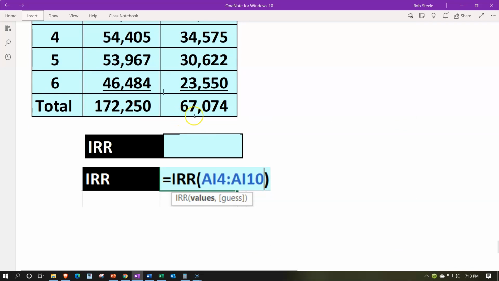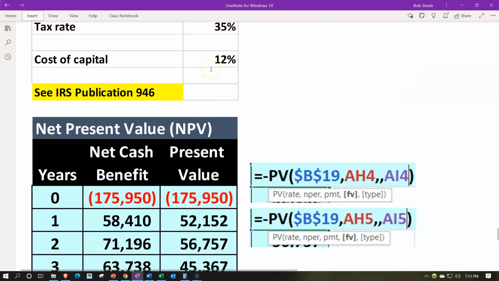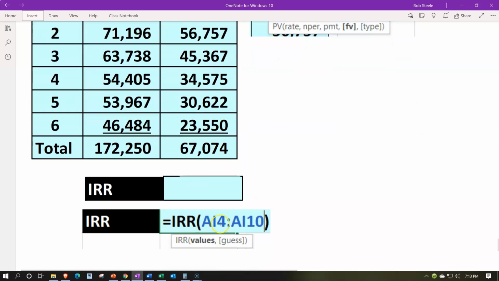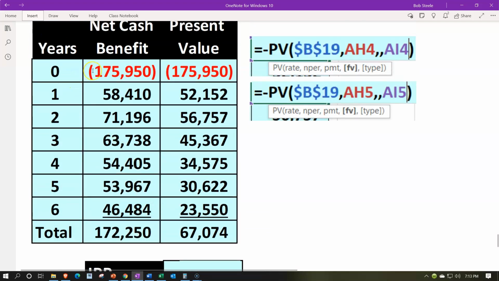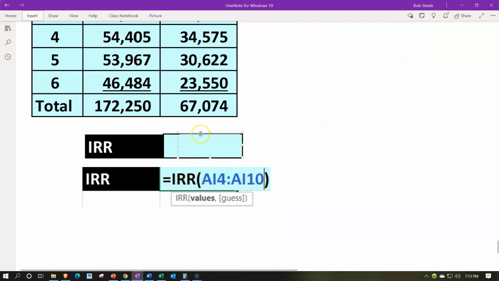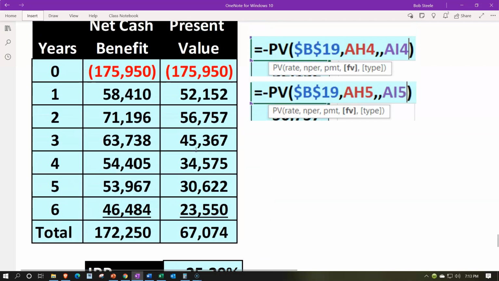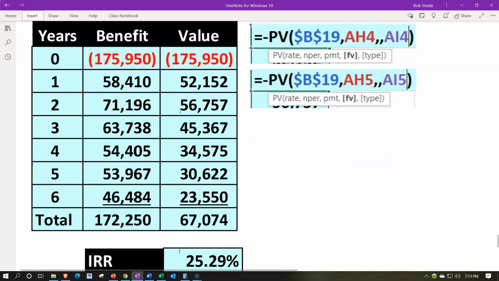Now, the fact that this is above 0 is good. The further from 0 means the further we have cleared the 12% in general. But if we want to know what the actual percent is, that would be the internal rate of return, which could be calculated as equals the IRR, and then take the values from period 0 to 6, or in other words, the negative 175,950 outflow on down to the 46,484 inflow. That then giving us the IRR, the internal rate of return, of 25.29.